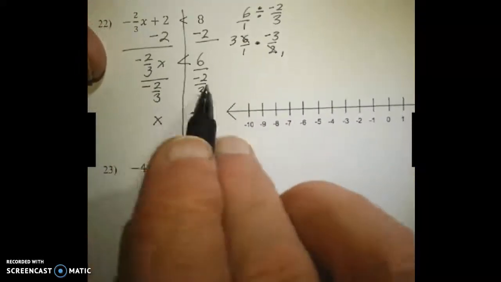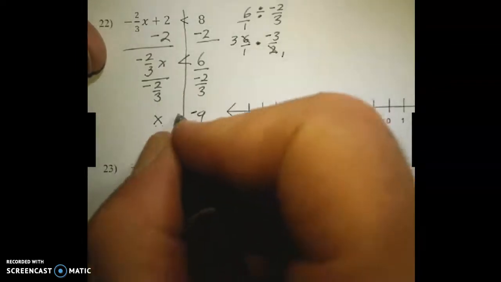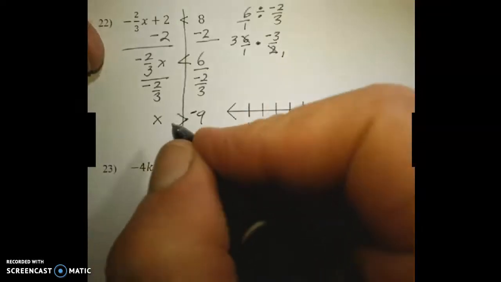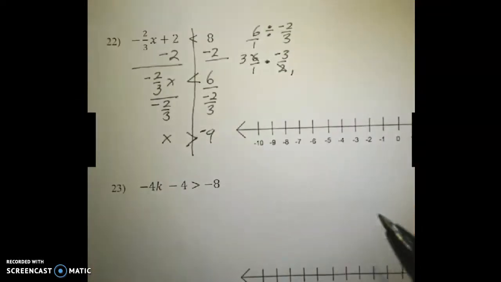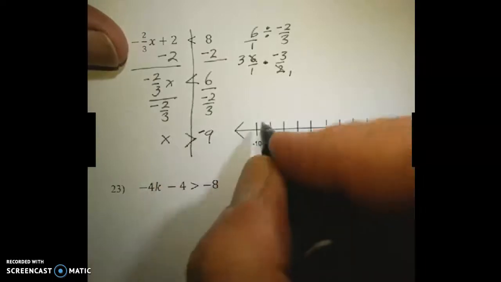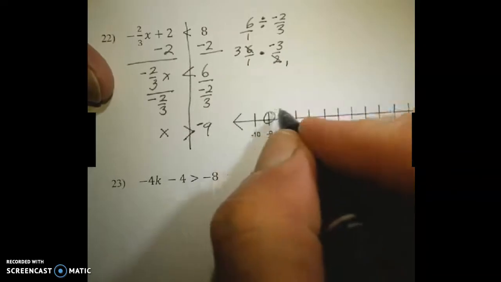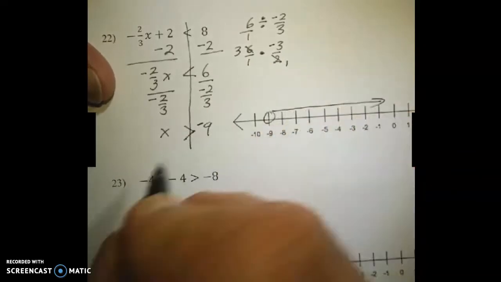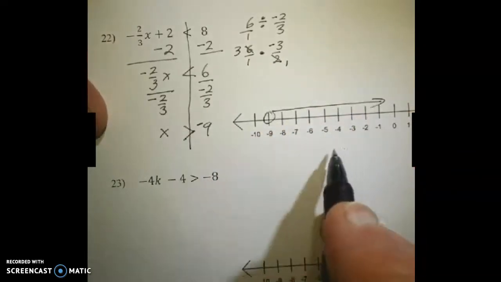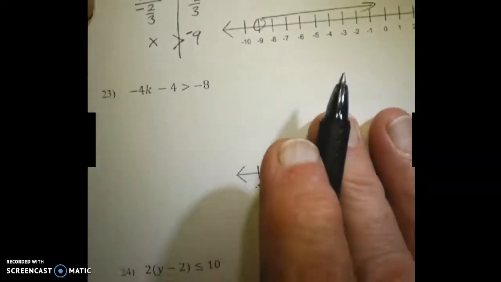You multiplied or divided by a negative number to solve it, so this inequality has to change direction. It has to be x is greater than negative 9. So that would be, again, because it's just greater than, an open circle at the negative 9, and your line goes to the right. 0 is greater than negative 9, 10 is greater than negative 9. Our line must be going to the right.